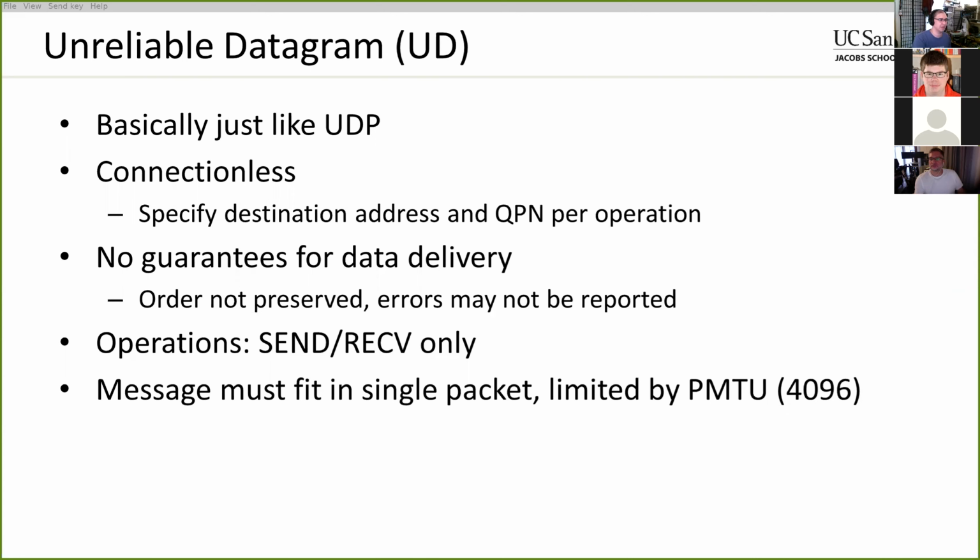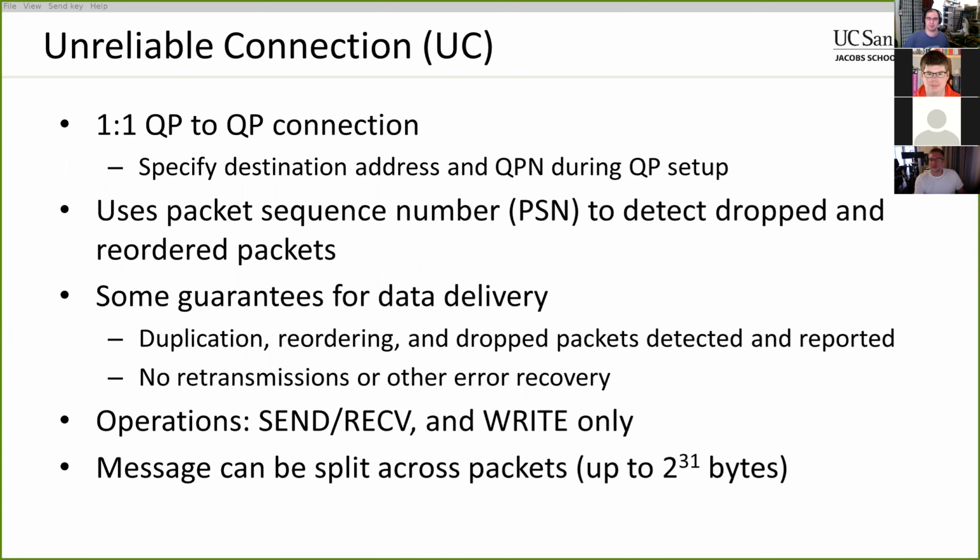So building on unreliable datagram, you have unreliable connection. The idea here is to add some guarantees for data delivery. With the unreliable connection, you have a one-to-one queue pair to queue pair connection. So for every other node you want to talk to, or for every other queue pair you want to talk to, you have to allocate an additional queue pair. This is kind of like TCP. You open up a socket on one end, you have a socket on the other end, you connect them, and you can communicate. And you specify the destination address when you're setting up the queue pair, and then every operation you perform on that queue pair will be sent to the same destination.